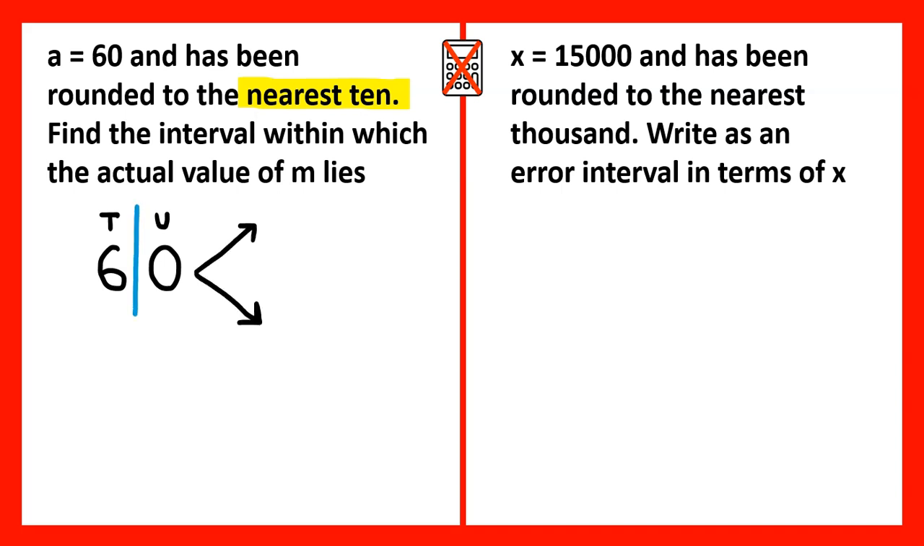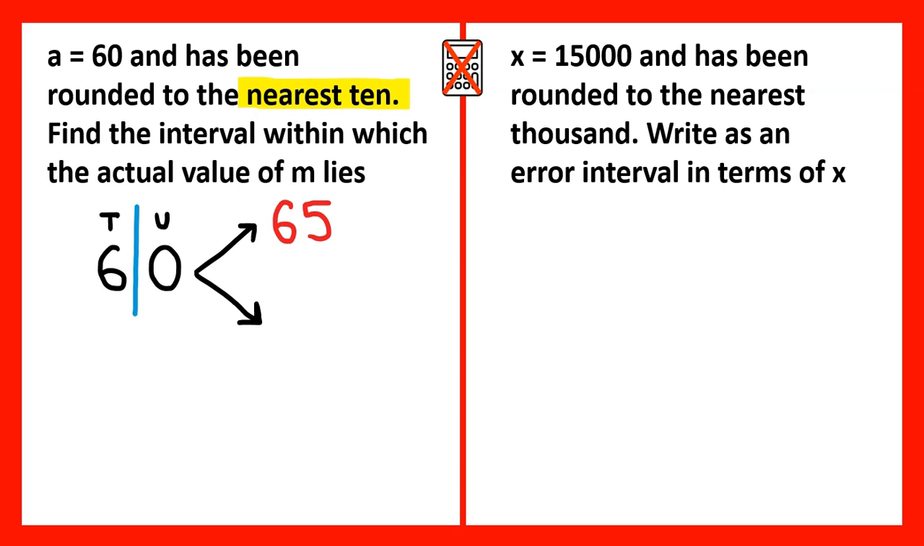The upper bound is the largest value it could have been before being rounded. This can be found quite quickly by placing a 5 in the column immediately to the right of the rounding line. By definition, it has to be strictly less than the upper bound, so wouldn't actually include 65, since this would round the number up to 70 when rounding to the nearest 10.